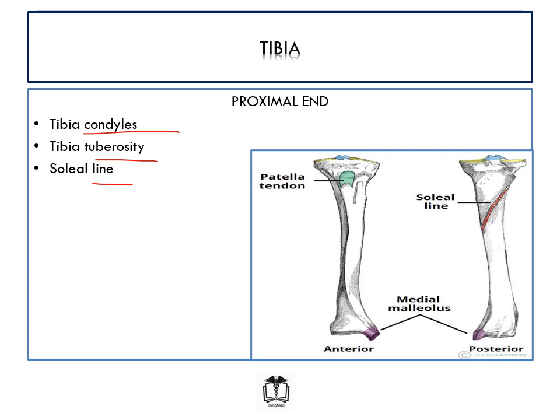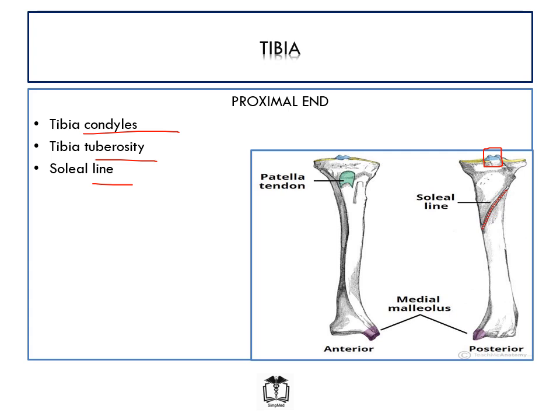Between the tibial condyles, there's a slight ridge just found in between. As you can see, that ridge is in blue. That ridge is known as the intercondylar ridge, and it also serves as a point of attachment to ligaments of the knee joint, like the anterior and posterior cruciate ligaments.